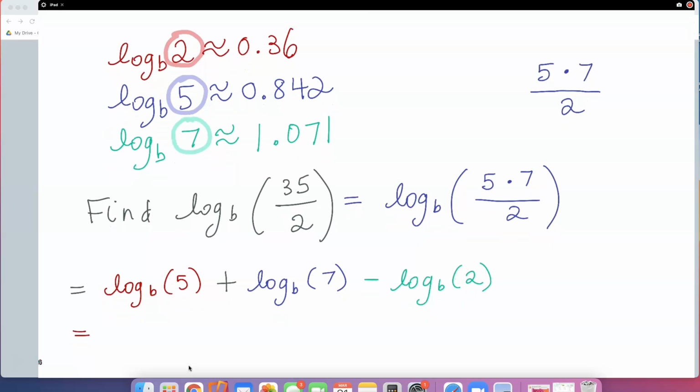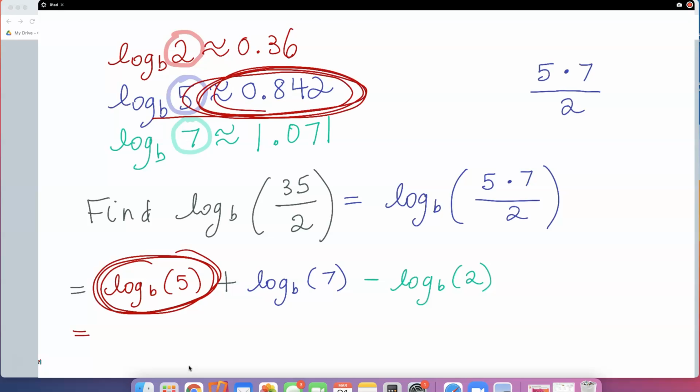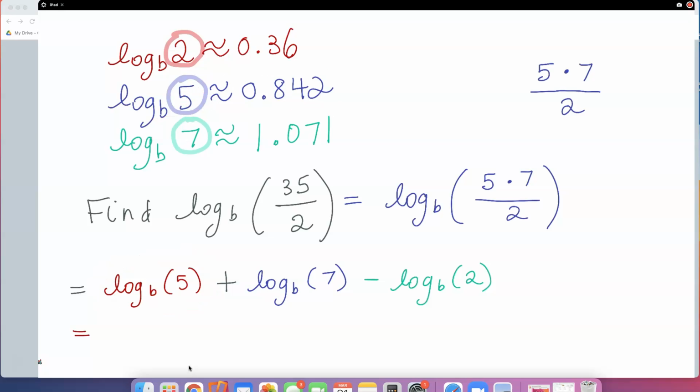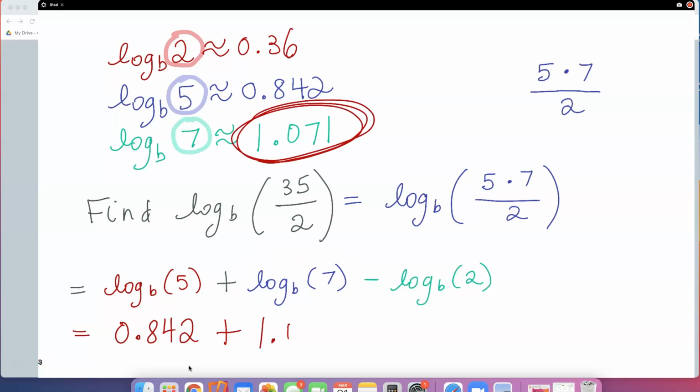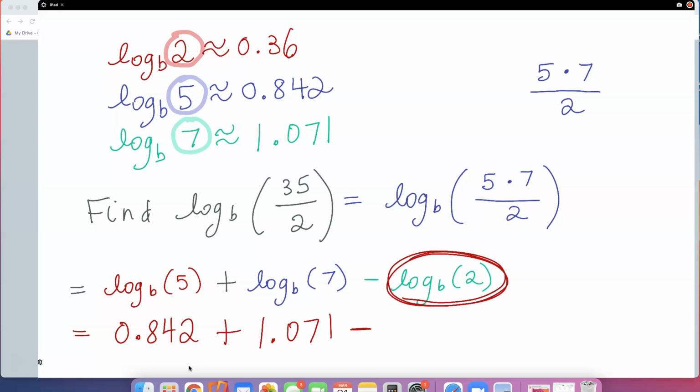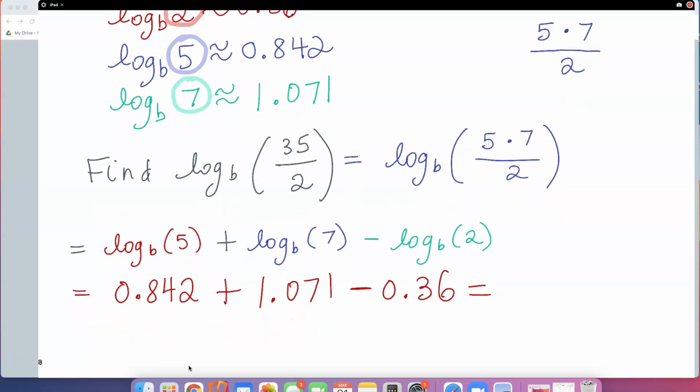So log base b of 5 is this number, right? That's the 5. So I need to write that down first. 0.842 plus log base b of 7. That is 1.071. See, that's where I messed up on my first attempt. Minus this number, log base b of 2, which is the one up here. So when I was writing this down, I just kind of did this in the order that I saw. That's why I missed the first time.